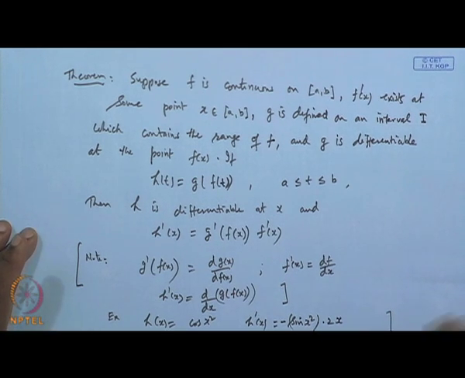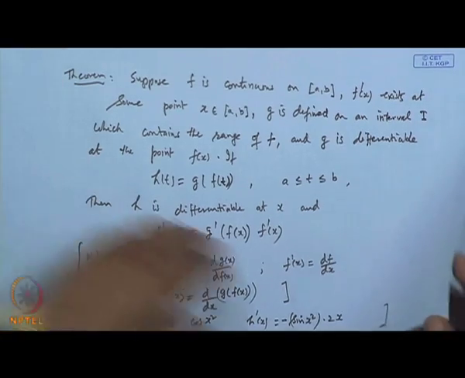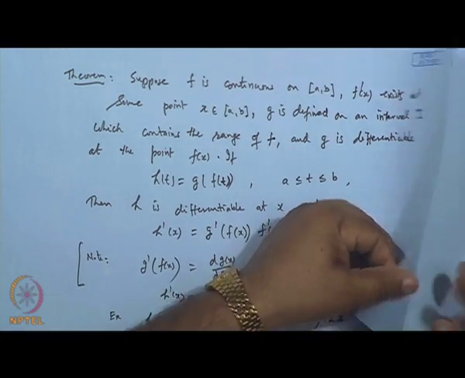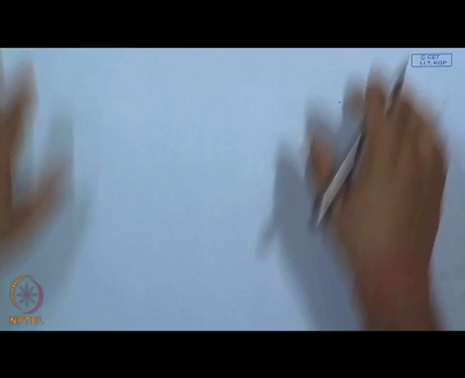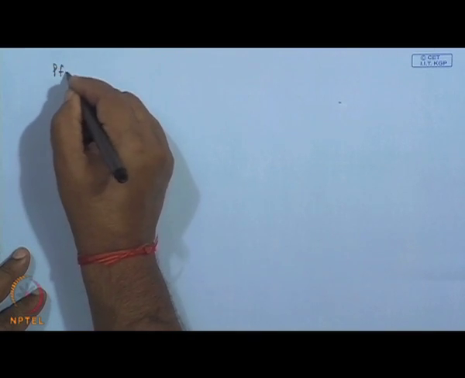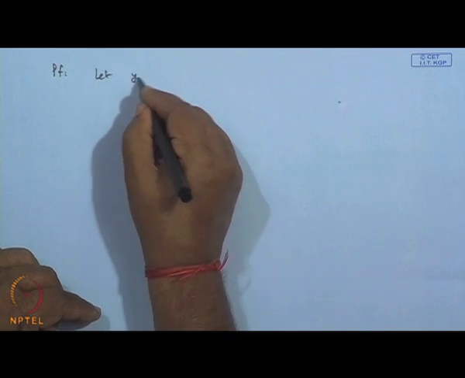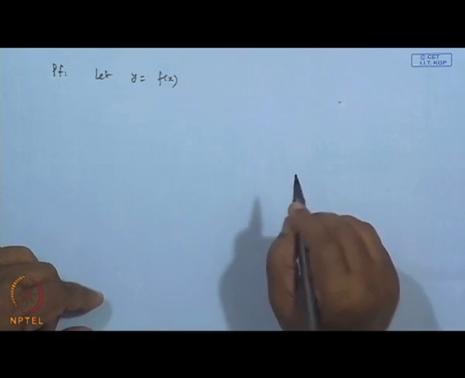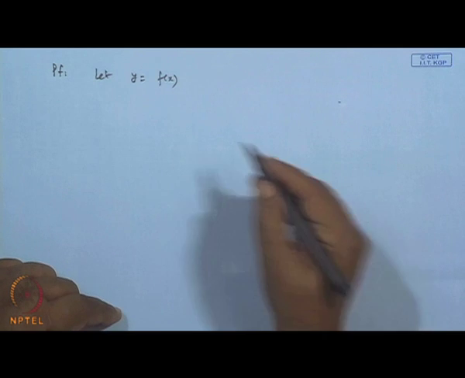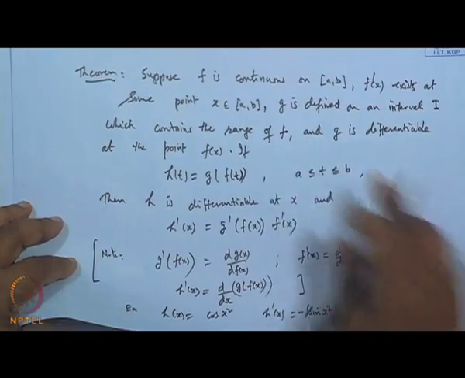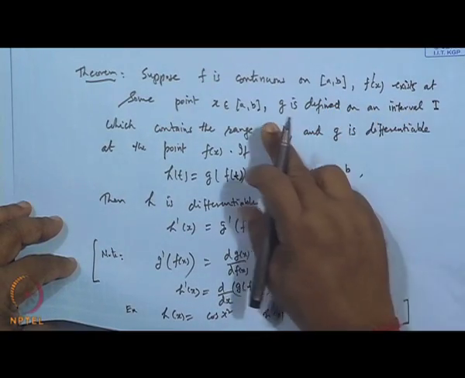Okay. So, this is all. Now, let us see the proof of it. Let y equal f of x. Now, since the function f of x is continuous as well as differentiable, it is given that f is continuous on a, b and the derivative exists at this point.